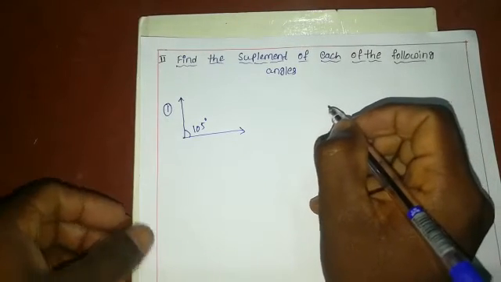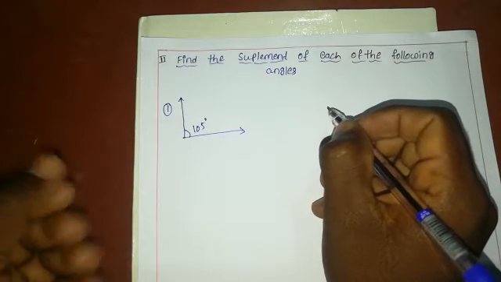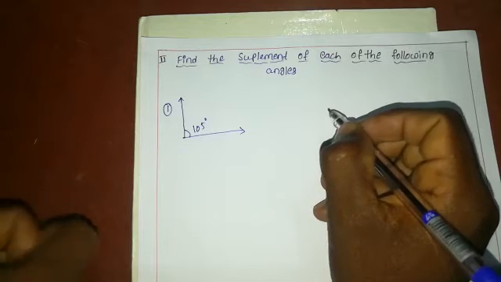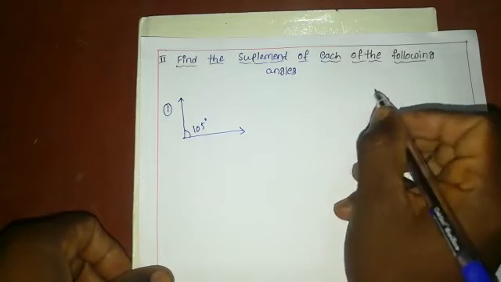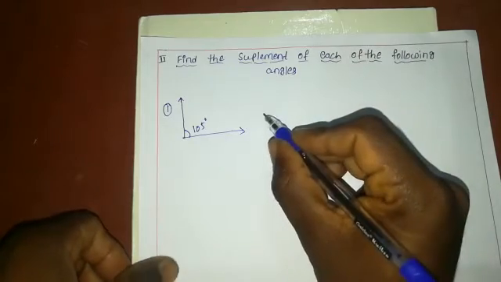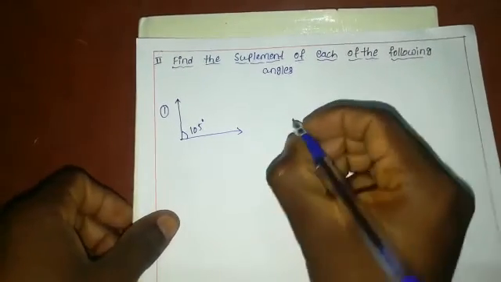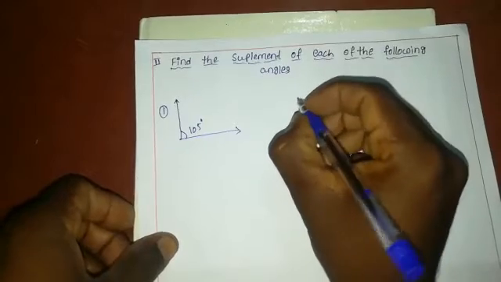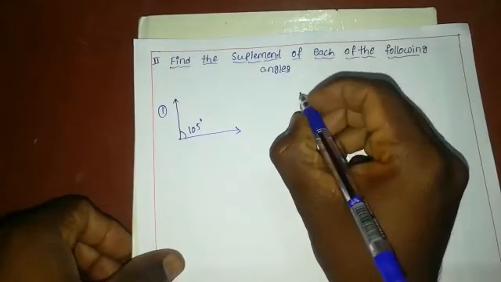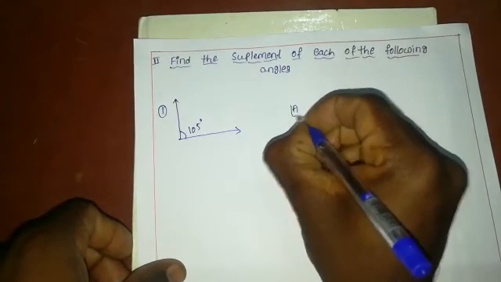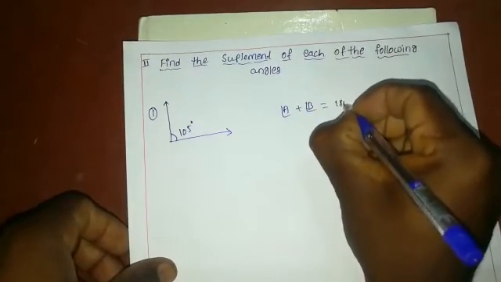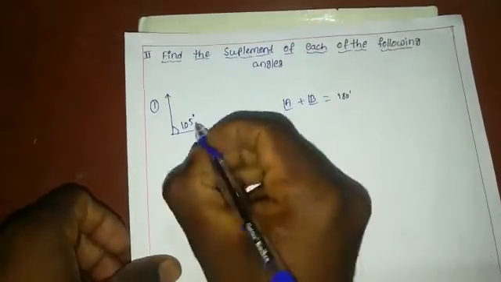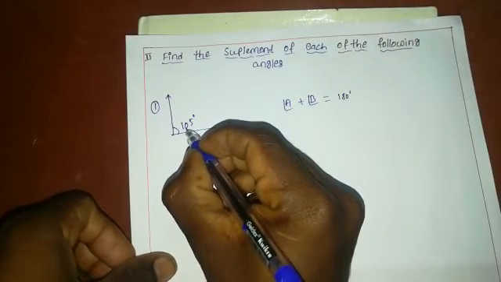180 degrees. If the sum of two angles is 90 degrees, then we call them complementary angles. If the sum of the two angles is equal to 180 degrees, then we call them supplementary angles. So supplementary means the sum of angle A and angle B is equal to 180 degrees.